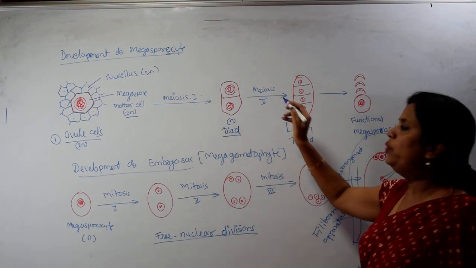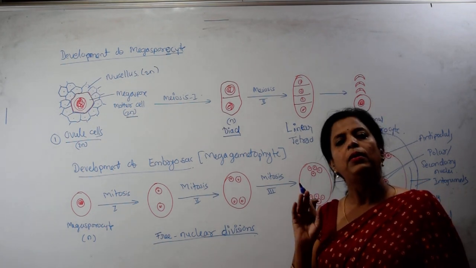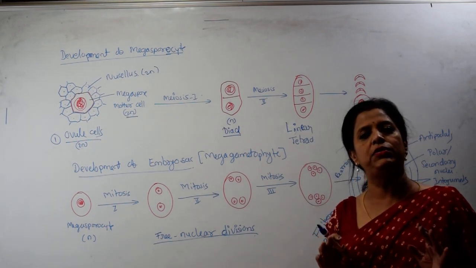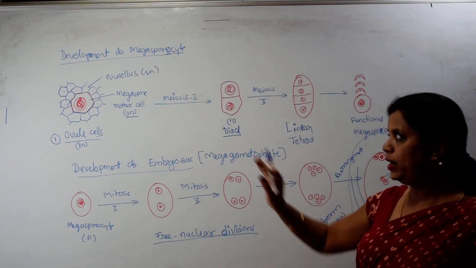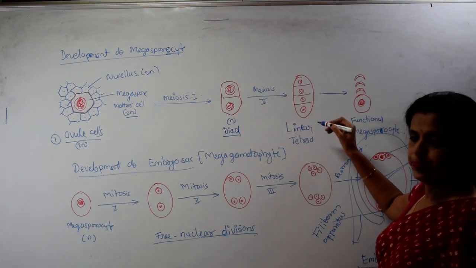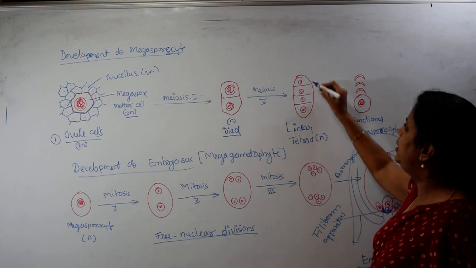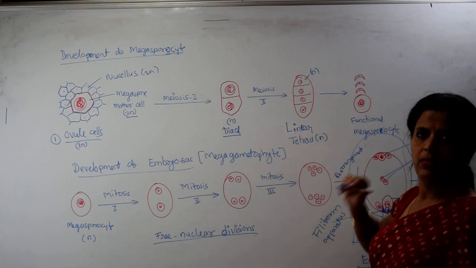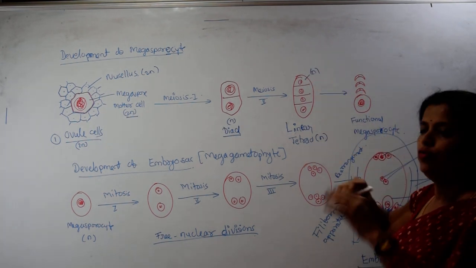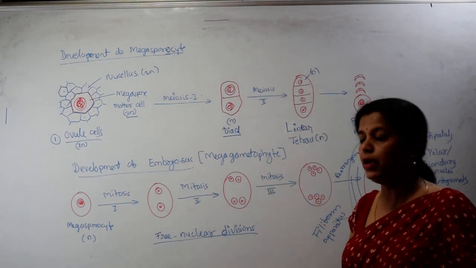Now, meiosis 2 will happen. It is actually a simple mitotic division. You already know that. Meiosis 2 is just a mitotic division. There is no change in the chromosomes. Already it has become haploid. Now, simply it will form 4 cells. They are all haploid in nature. So, this is forming a linear tetrad. Each cell is n, right? These are the 4 haploid cells formed, arranged in a linear sequence.